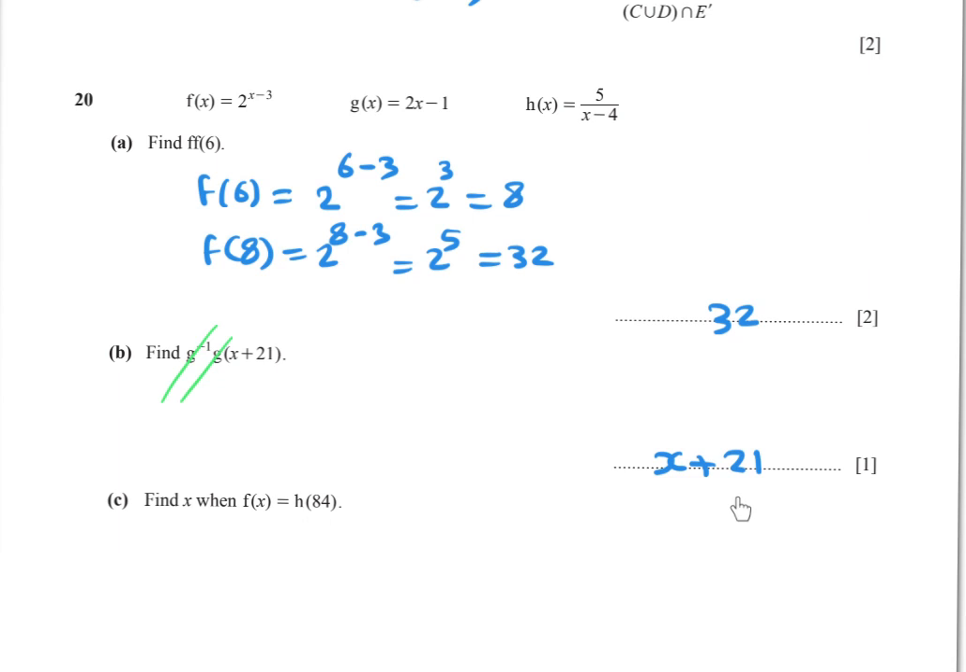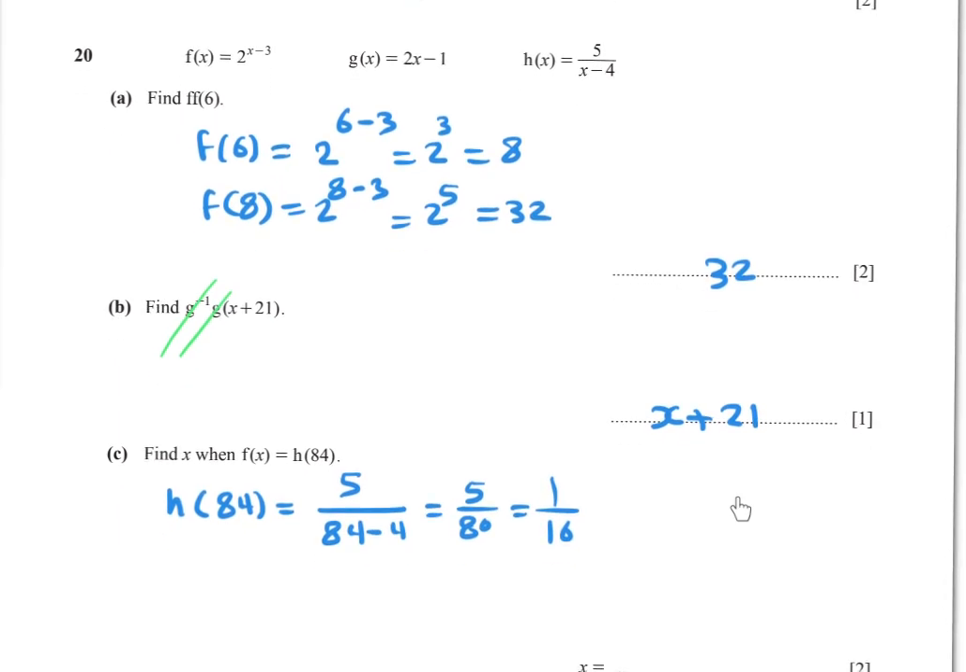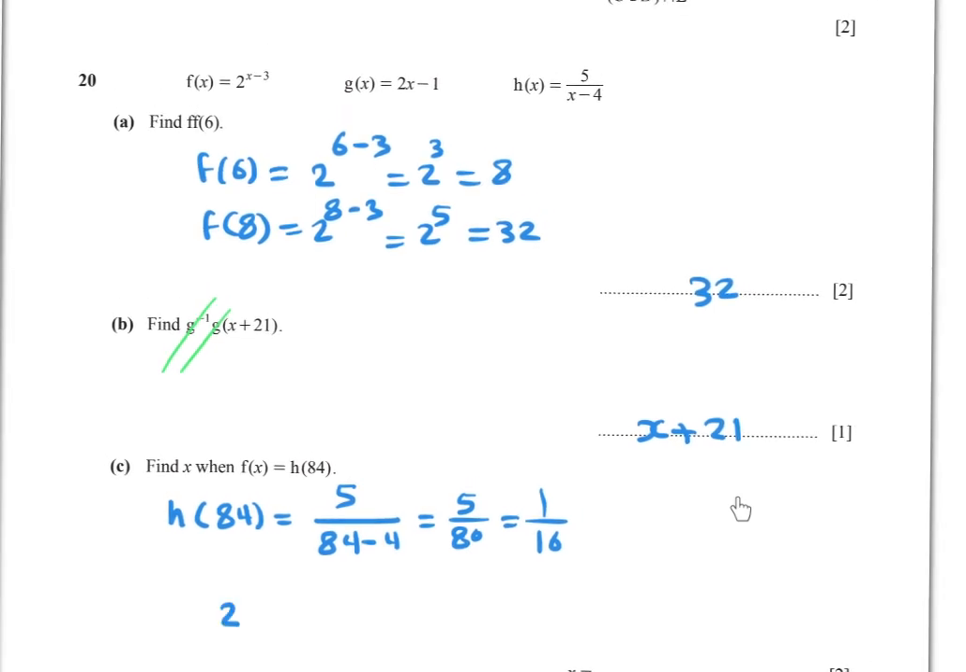We need to find h(84) first. H(84), this means put x equal 84. So this is 5 over 84 minus 4 equals 5 over 80. In the simplest form, 1 over 16. Now equate that to f(x). So f(x) is 2 power x minus 3 equals 1 over 16.